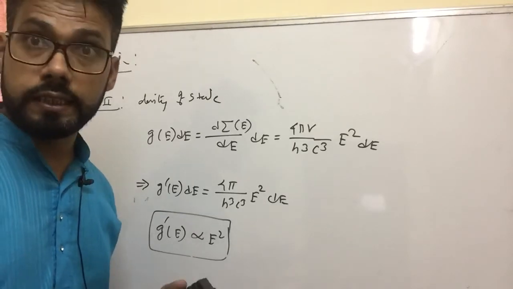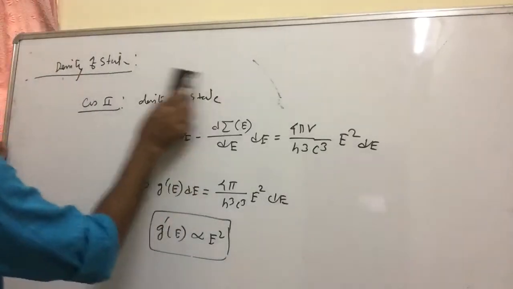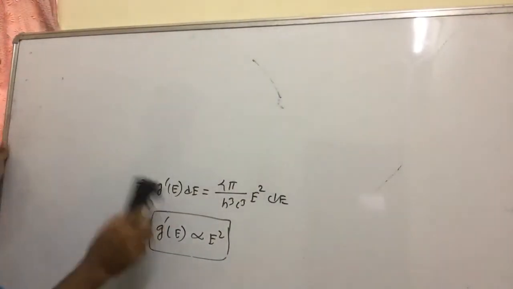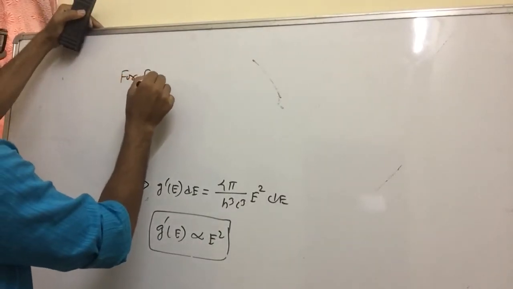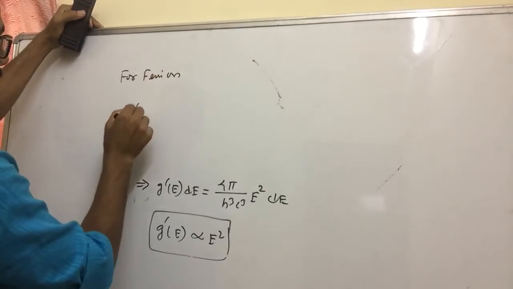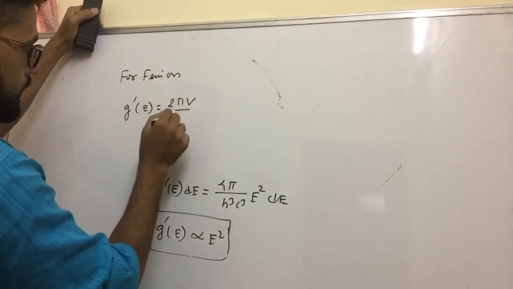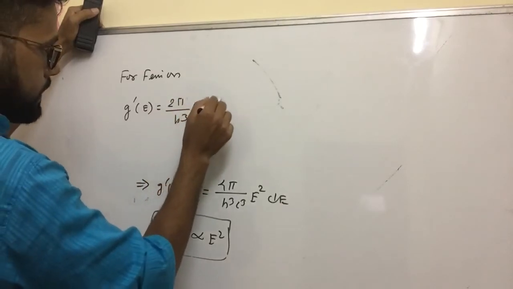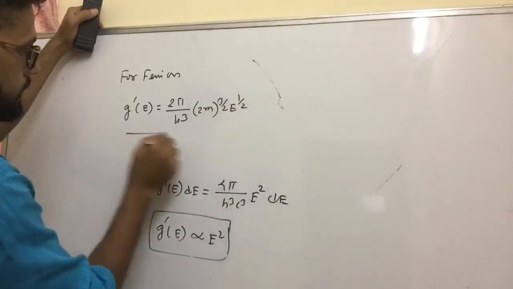If it is fermion, then it will be different. If it is boson, it will be different. So finally, what we understand, these are the equations. For fermion, I will summarize again. For density of state G, we are getting 2π V (V is not there) a cube, twice m, T by 2, E half. This is the density of state.